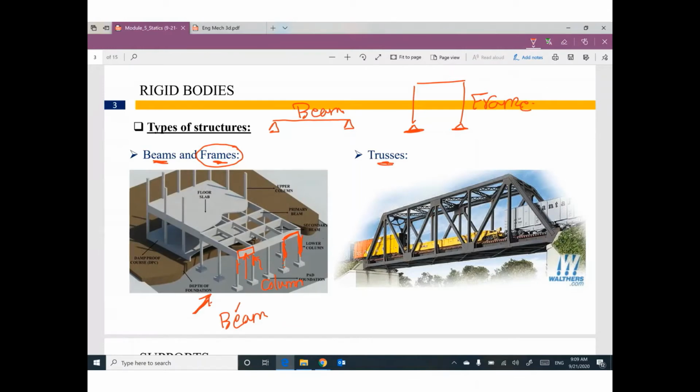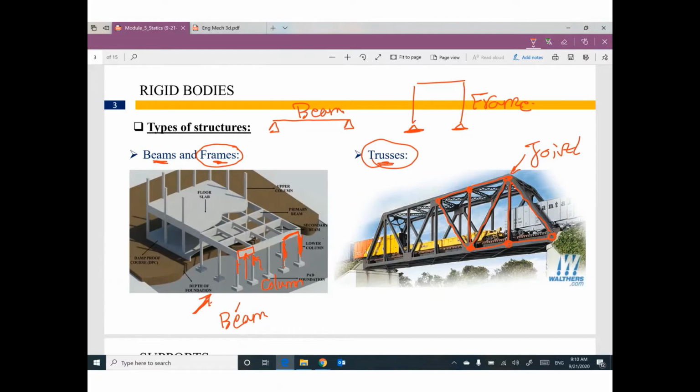If you consider another structure, I believe you have seen this structure many times when crossing a river or something like this, which is called a truss, most of the time made from steel. We have many members, this member, this member, and this member. These members are connected together at joints. If you find this kind of structure, with members connected together at joints, it can be called a truss.